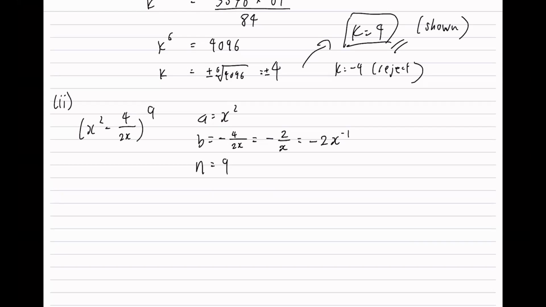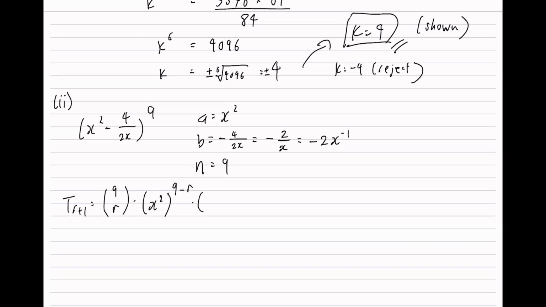So how r plus 1 formula will be n choose r, so 9 choose r times, can you tell me? Bracket, what's inside? X squared. Power. What? Wait, what are you on about again? R plus 1, T r plus 1. Oh yeah. 9 minus r.